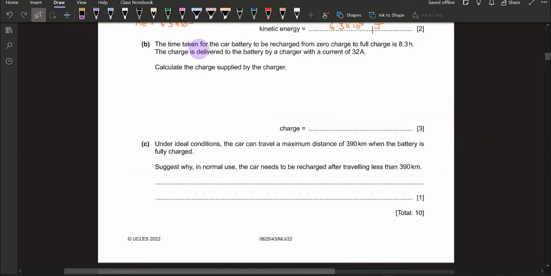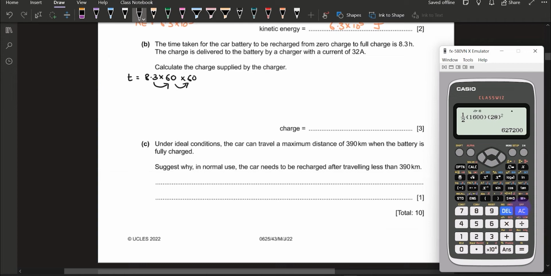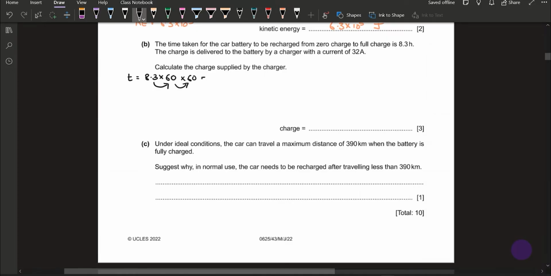Part B says the time taken for the car battery to recharge from zero charge to full charge is this. The charge is delivered to the battery by a charger with current of this. Calculate the charge supplied by the charger. We can find out what things are given to us. First of all, we are given the time, which is 8.3 hours. We can convert this into seconds, which is going to be 8.3 times 60 minutes, and then times 60 seconds. So we can find out here 8.3 times 60 times 60, which is going to give us 29,880. And this is our seconds, which is time.